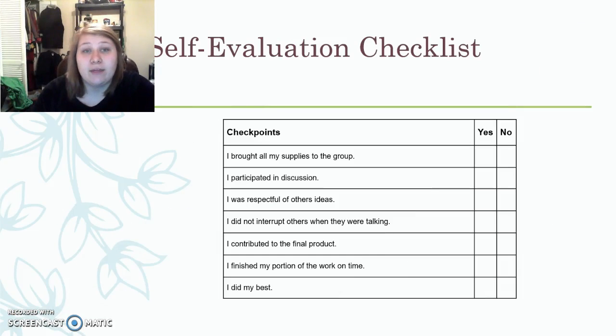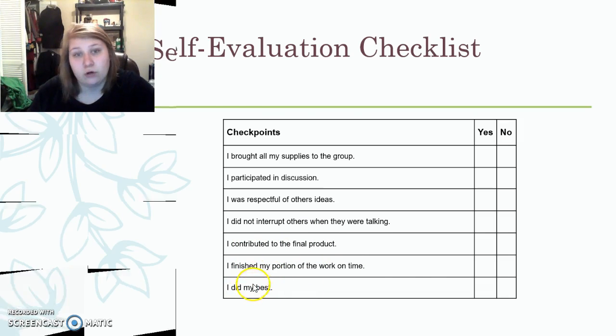Alright. The next thing that we did was a self-evaluation checklist for when they're working in groups, and I want them to say that they brought their supplies, they participated, they were respectful, they did not interrupt, they contributed to the final product, they finished their portion of the work, and they did their best. I think that that's important.